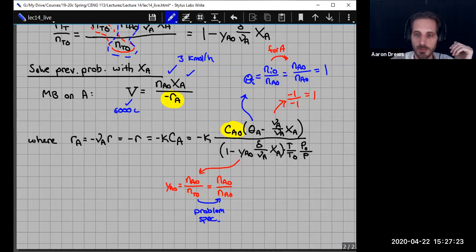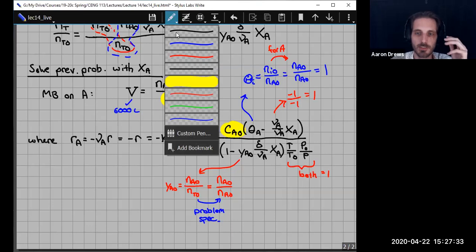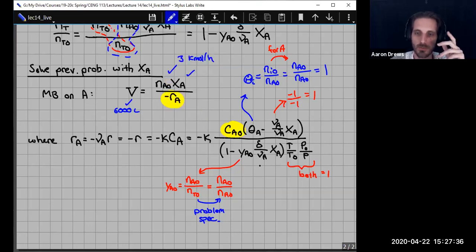These two terms, the T_0 and the P_0, these are both 1 because it's an isobaric system, constant pressure, and we had assumed that it was isothermal. X sub A is okay. We don't need to solve for that. Nu sub A is equal to -1. And then the delta, remember delta is the sum of the stoichiometric coefficients, nu sub I, which in this case is 2 minus 1, which is 1. The nu sub A is -1.